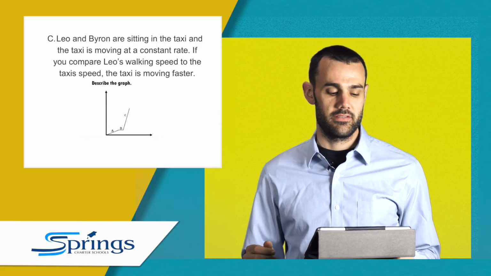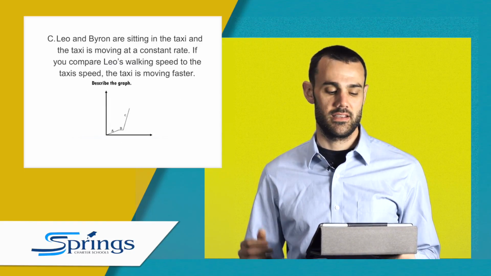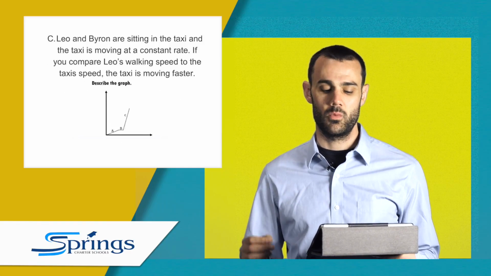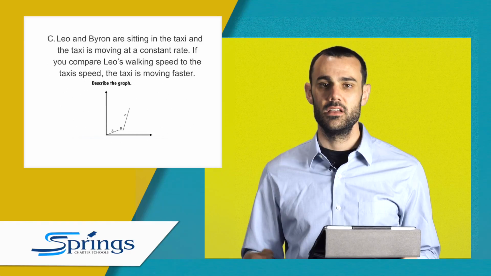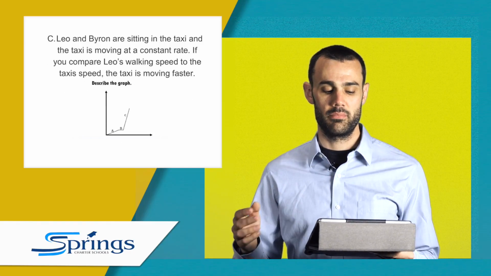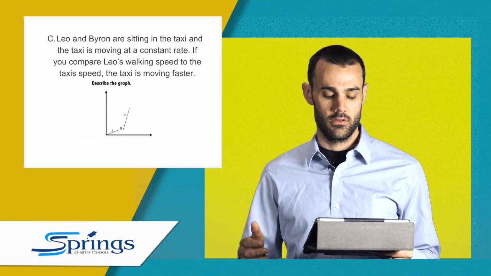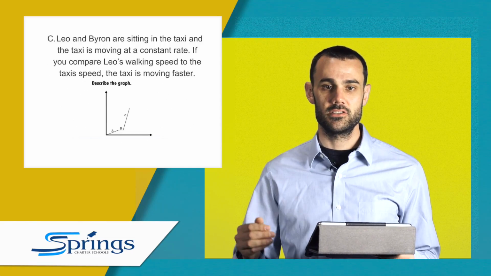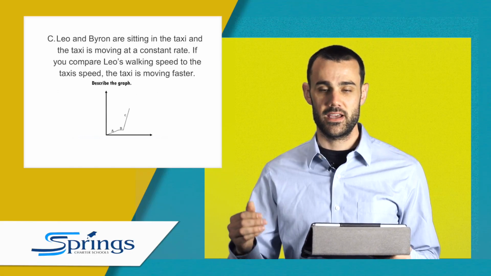The last part of our graph here is Leo and Brian sitting in the taxi, and the taxi is moving at what we call a constant rate. If you compare Leo's walking speed to the taxi speed, it's pretty obvious that the taxi is moving at a lot faster rate than when Leo was walking. Now, we can see here that the C part of the graph is shooting up dramatically. That shows that the taxi is moving at a fast pace.